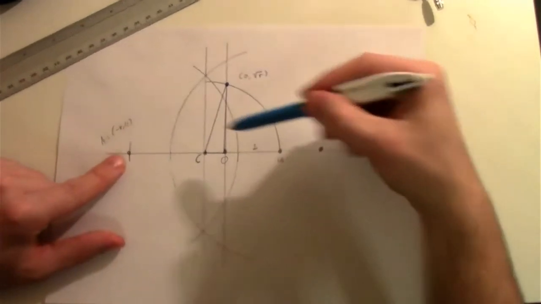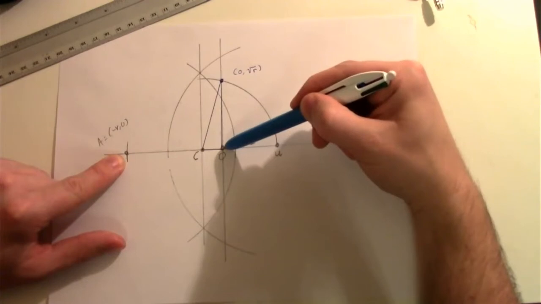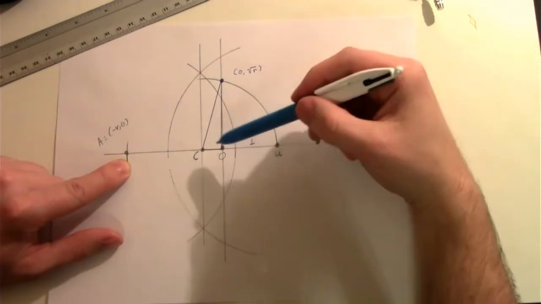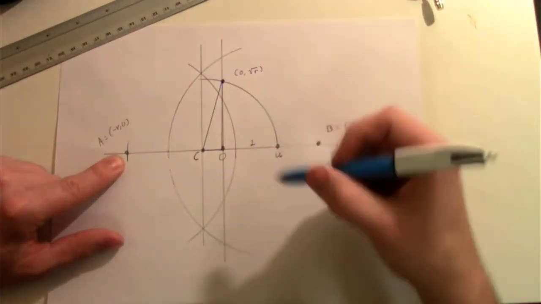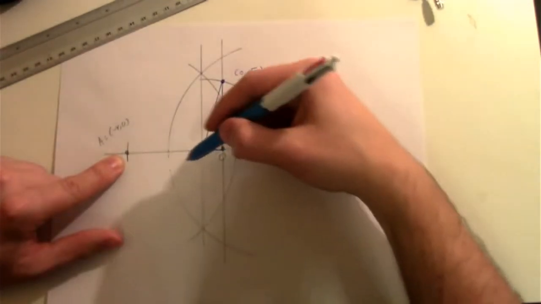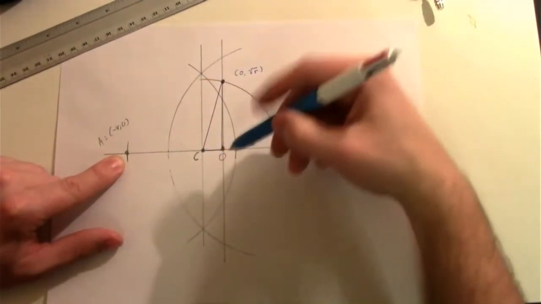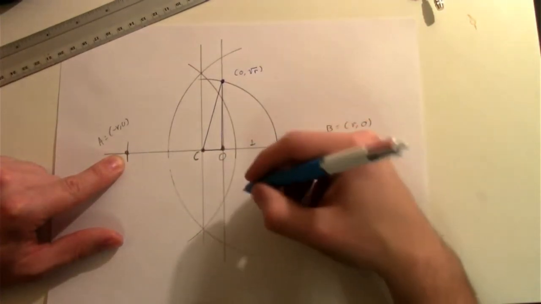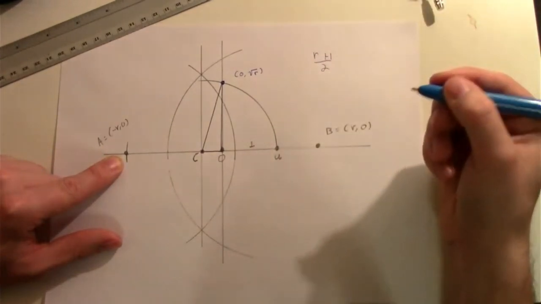Now, the total distance from this point A to the point O we know is simply r. And the distance from O to the point U is 1. So the total distance from A to U is simply r plus 1. And that means that the distance from A to C, because it is the perpendicular bisector, which should be the same as the distance from C to U, is simply r plus 1 divided by 2.